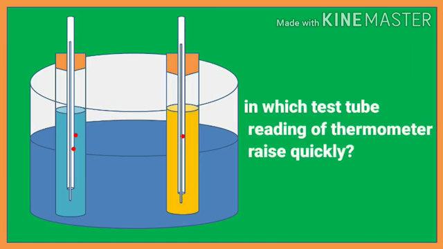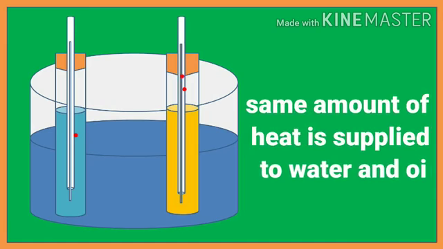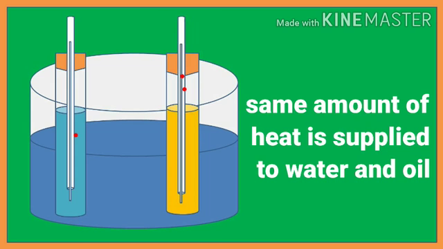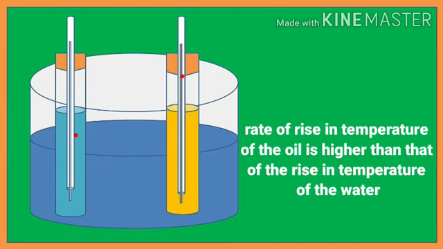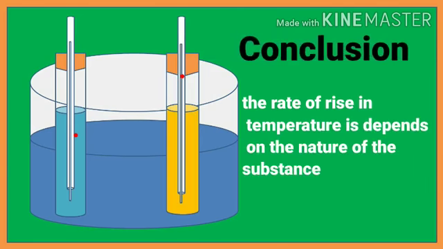In which test tube does the temperature rise quickly? We assume that the same amount of heat is applied to water and oil because they are kept in the jar of hot water for the same interval of time. From this we can observe that the rate of rise in temperature of the oil is higher than that of water. From this we conclude that the rate of rise in temperature depends on the nature of the substance.